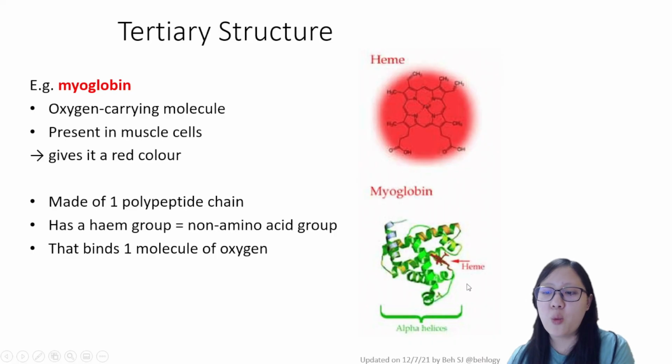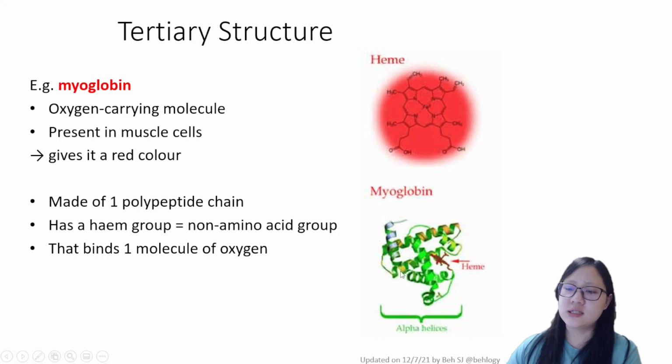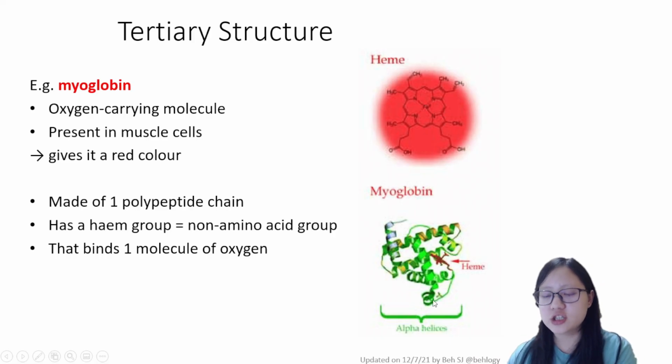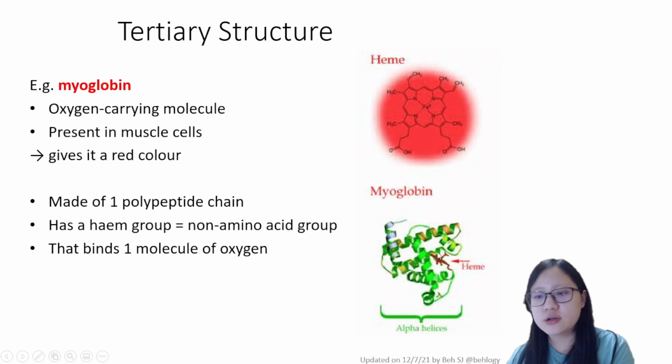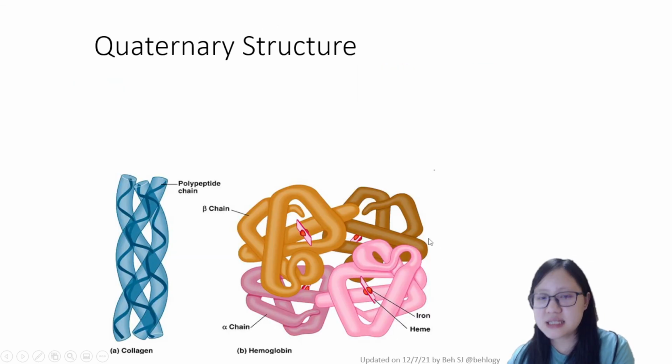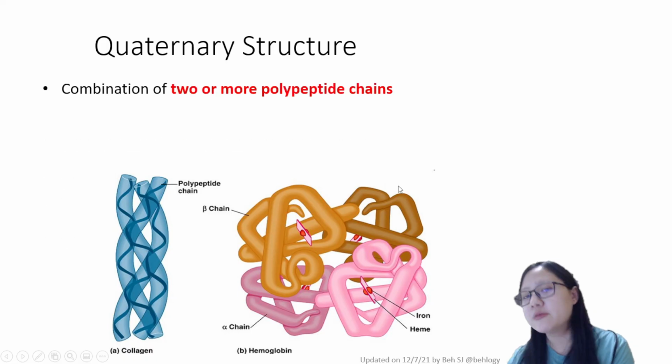Now, this is only one polypeptide. And as you can see, it's a precise structure. It's not random, it's a precise structure. And this is because of, again, the specific sequence in the primary structure.